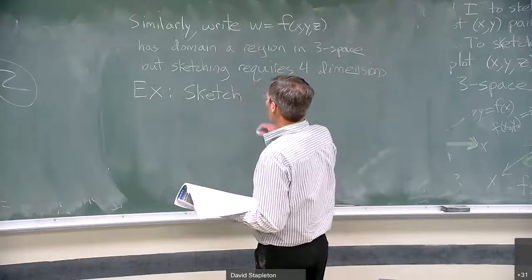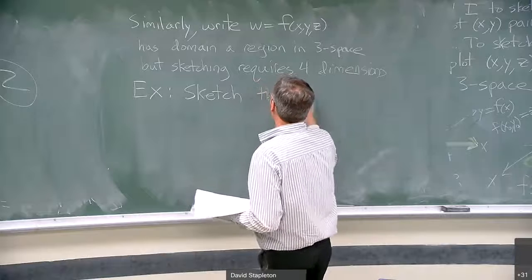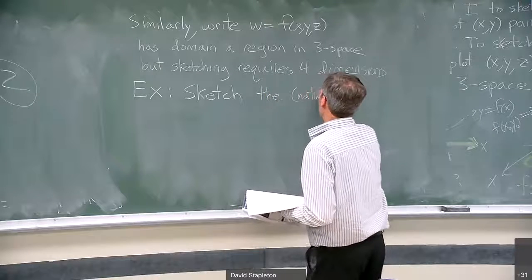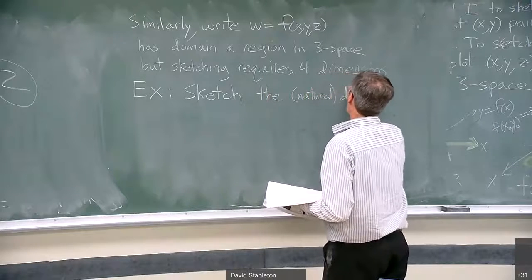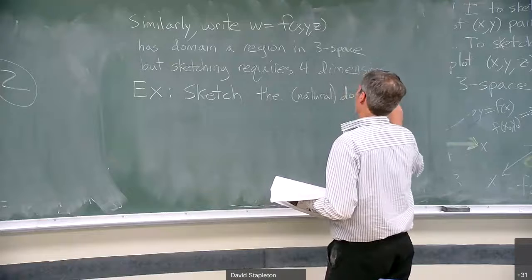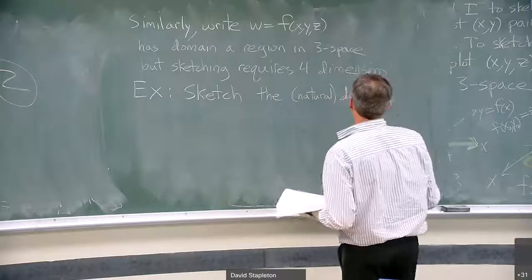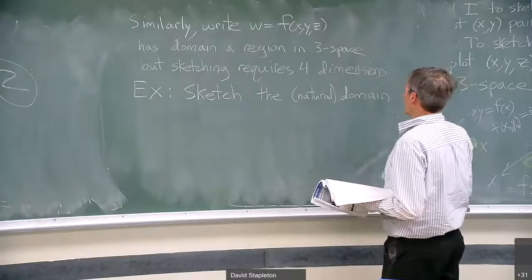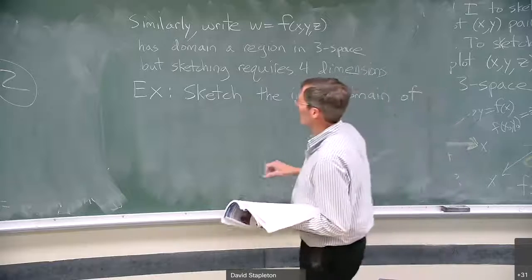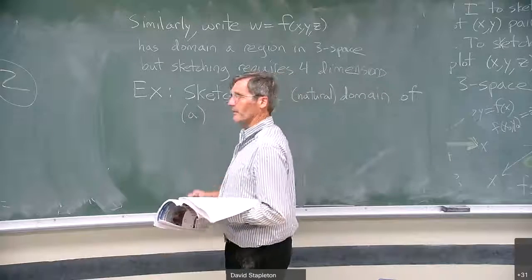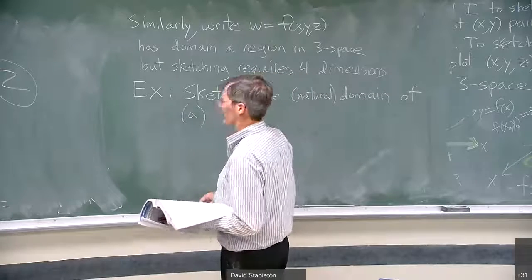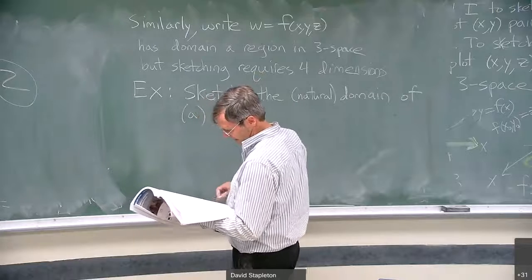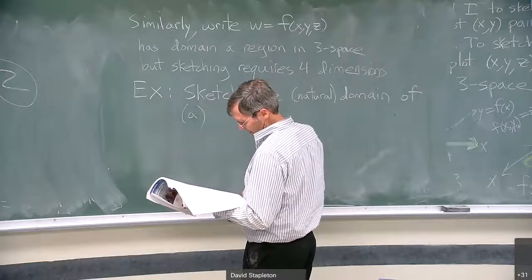And we'll say sketch the natural domain, or the book will just say the domain, so I'll leave this off here. Sometimes there will be an explicit restriction in addition to the natural domain. But the idea is that when you have a function of two variables, you're sketching a plane region instead of an interval of numbers. So here's an example.